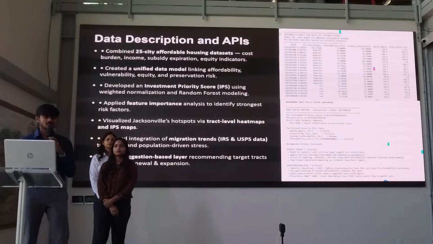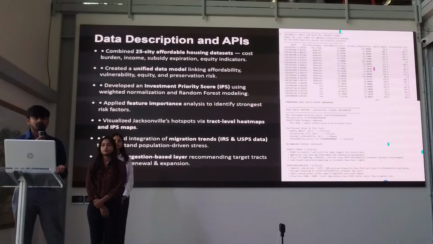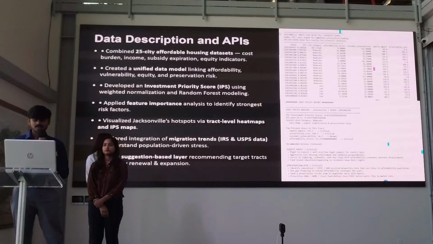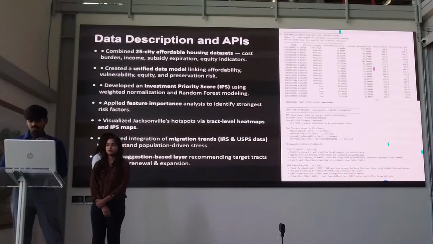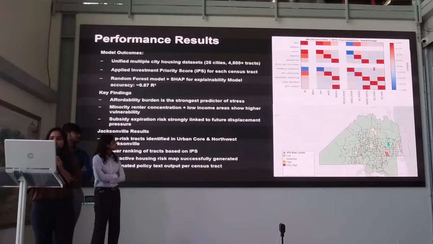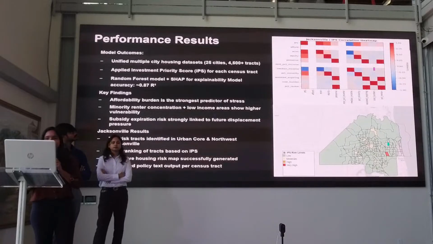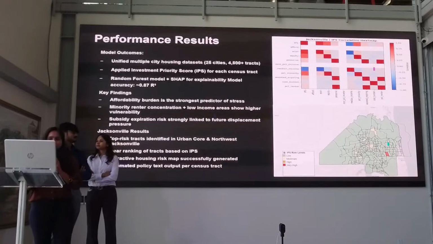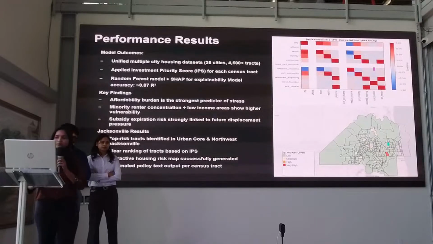We have way more to go with this part, and it's going to need more data from all the city neighborhoods. On to the performance results. The model explained almost 87% of the variation in housing stress across neighborhoods, a very strong predictive signal.